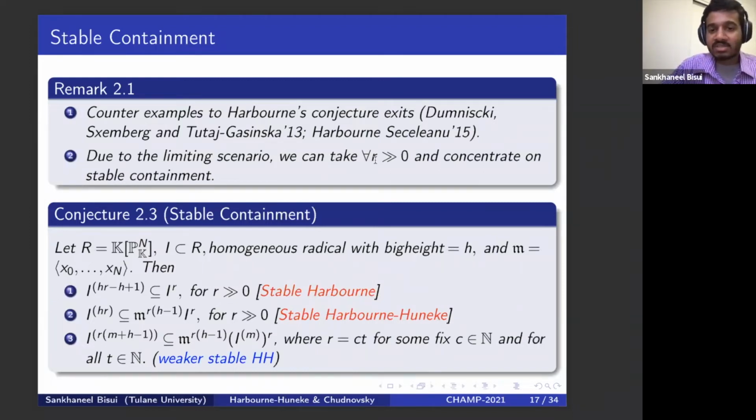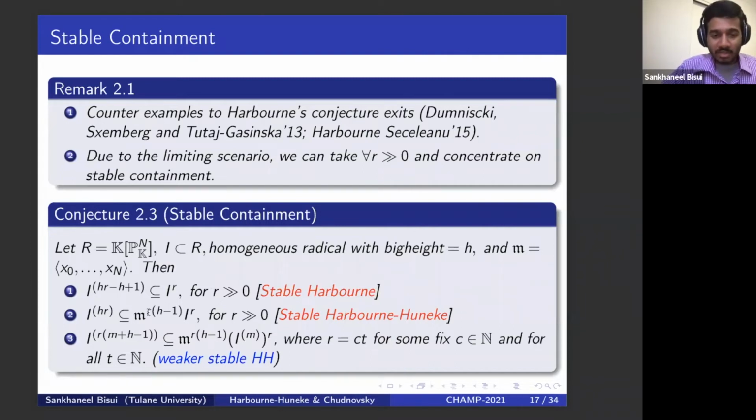So what we study is the stable containment, meaning we study the same containments, but for r big enough. Now, the stable containment: R is the coordinate ring of the projective space, I is the homogeneous radical ideal with big height H, and M is the maximal ideal. Then the stable Harbourne conjecture is stated as the same containment, but now for all r big enough.